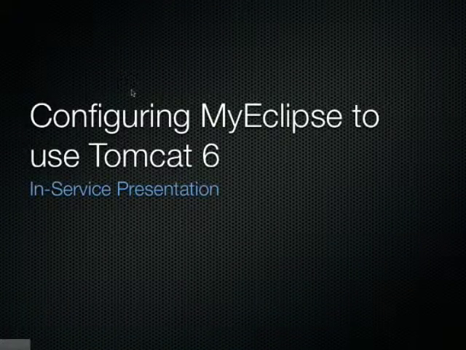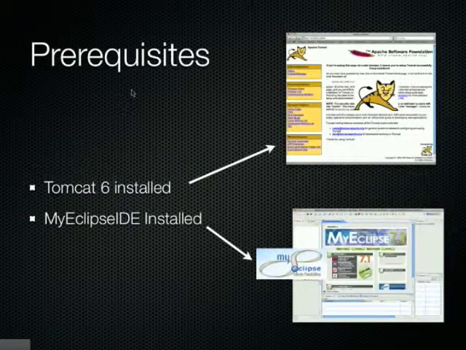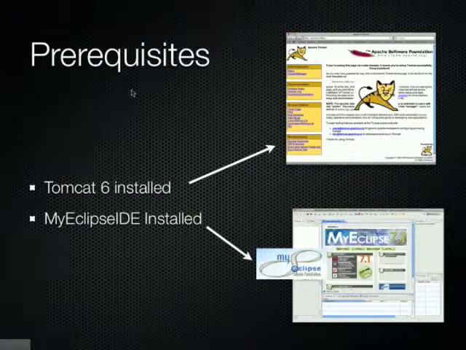Configuring MyEclipse to use Tomcat 6, an in-service presentation. The prerequisites include having Tomcat 6 already installed on your machine, as well as having MyEclipse IDE installed.